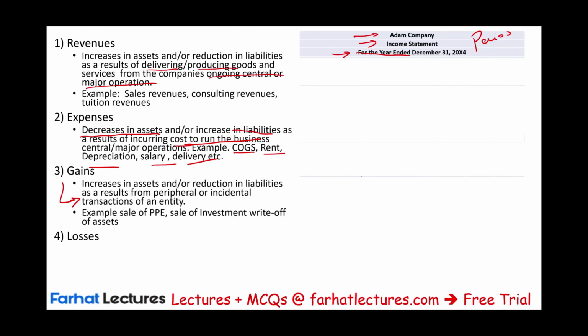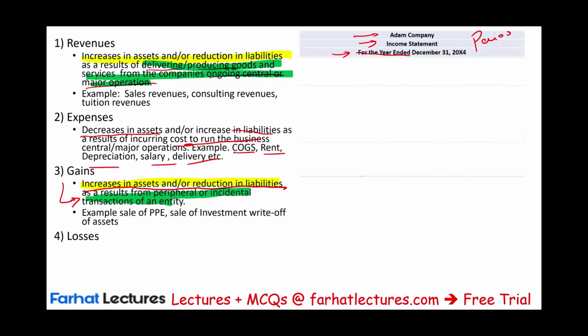Gains sound good, right? Gains are an increase in assets or a reduction in liabilities. Hold on a second, I just saw that statement. It's right here: increase in assets or a reduction in liabilities. Notice where it differs. It differs when we say as a result of peripheral or incidental transactions, versus as a result of delivering or producing goods and services from the ongoing central operation.